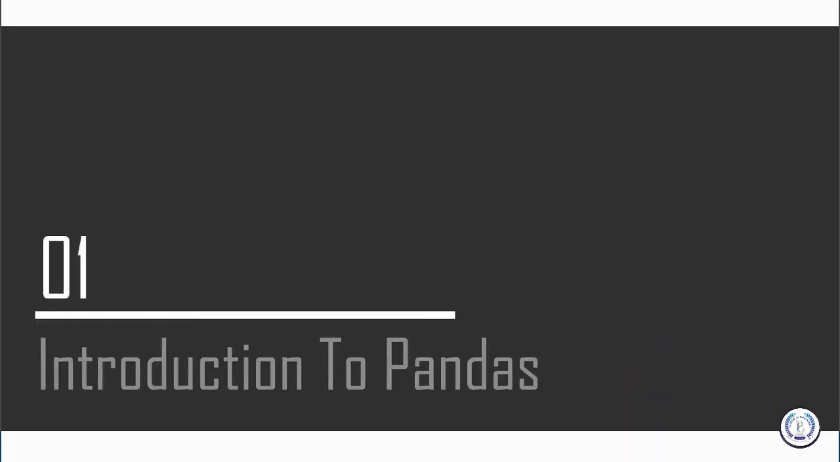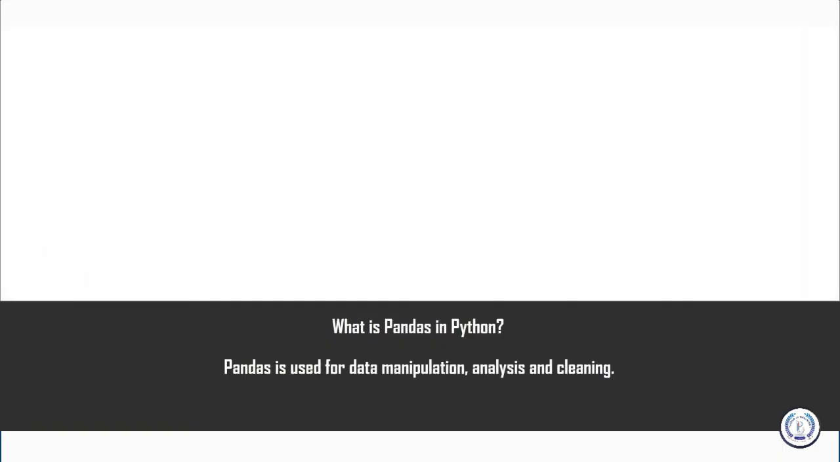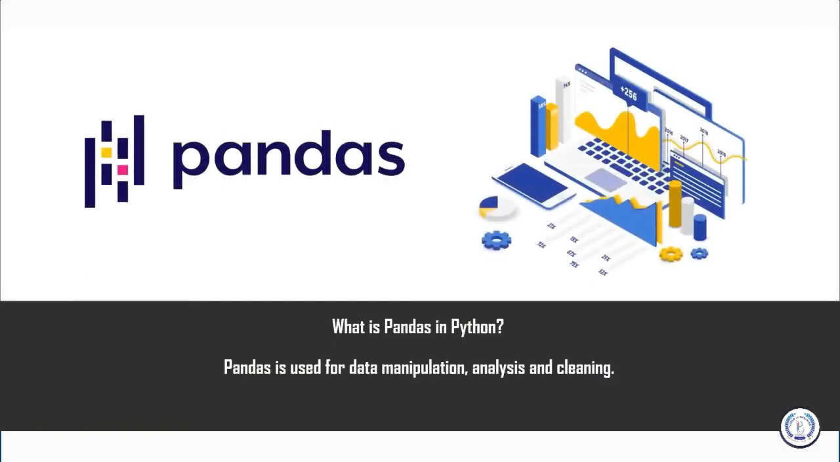So let us take a look at what exactly is Pandas. Pandas is a Python library which is used for data manipulation, analysis, and cleaning. And Python Pandas is well suited for different kinds of data, such as tabular data with heterogeneously typed columns. We can work on ordered and unordered time series data, arbitrary matrix data with row and column labels, unlabeled data, and any other form of observational or statistical data sets.